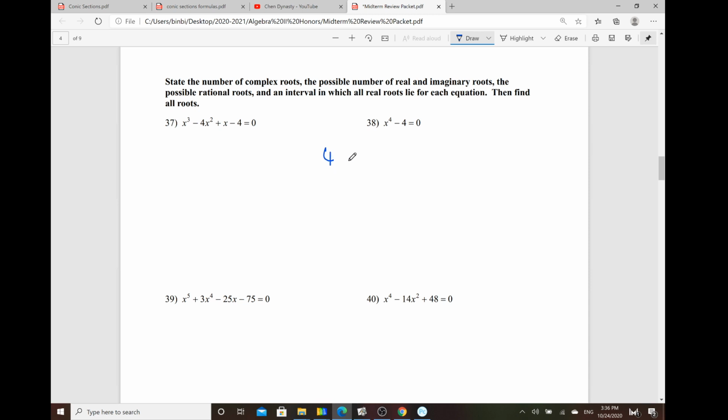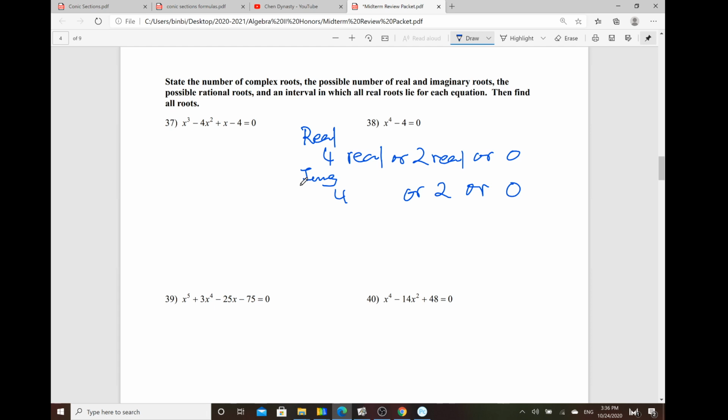So either 4 real roots or 2 or none, or 0. And then for the imaginary, same thing. So for the imaginary, could be 4. Well, because none of those are real, that means all 4 of them would be imaginary. Or 2. It's always less than a number by 2. 4 imaginary, 2 or 0.